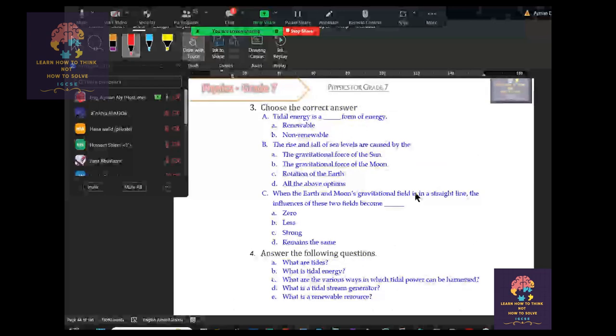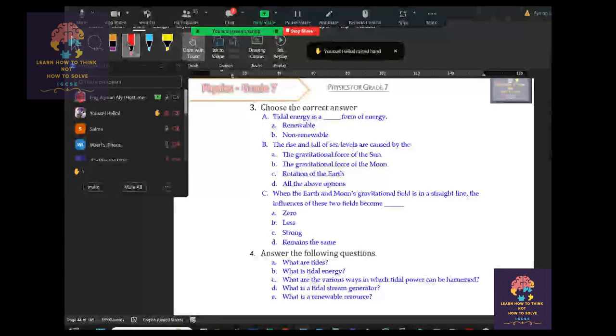Tidal energy is what form of energy? Renewable. Who said renewable? Because it can happen every year. Every day, it happens every day, not every year. Tides happen every day. What is the tide? What's what?